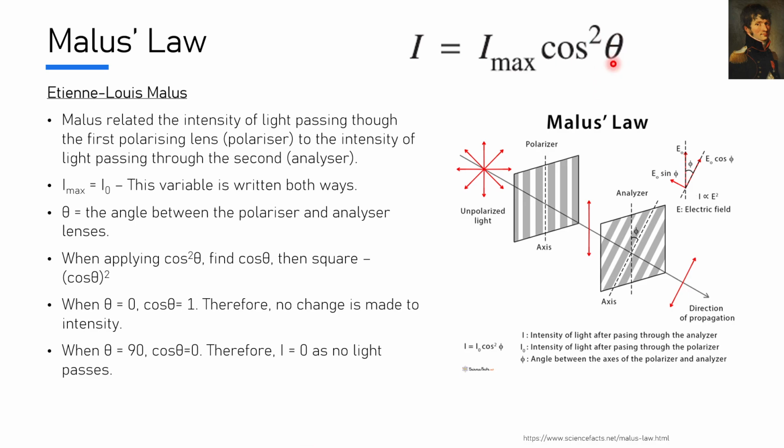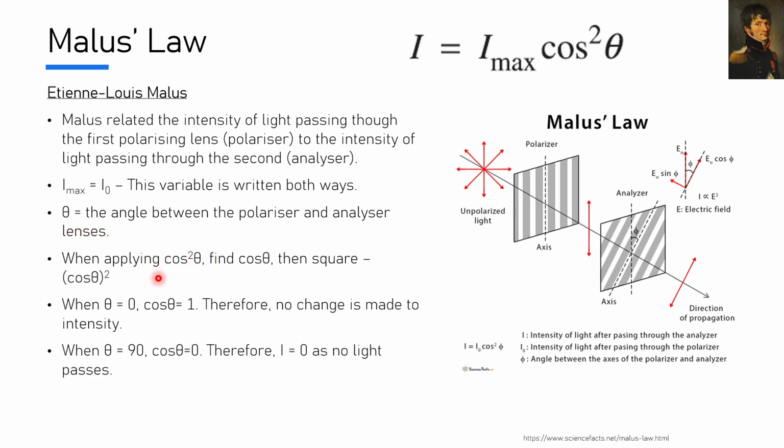Next is theta. So theta here is showing the angle between the first polarizer and the second polarizer, which we call the analyzer lens. So that is our angle here. Again, you might see slightly different notation, but in your data sheet, it is written as theta. It's this angle here. So in this diagram, for example, it looks like we're working with approximately a 45-degree angle or thereabouts.